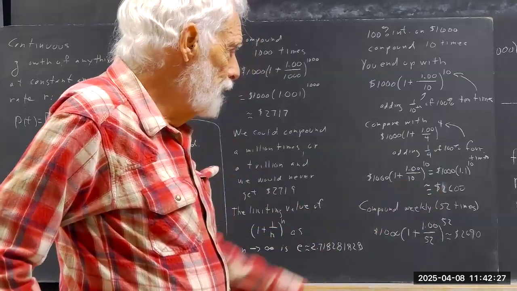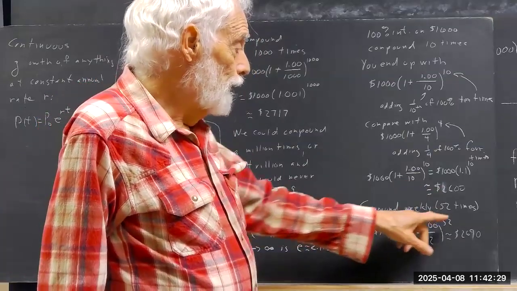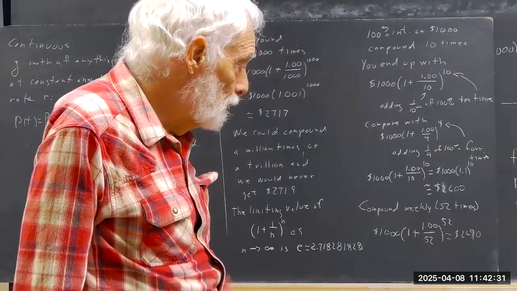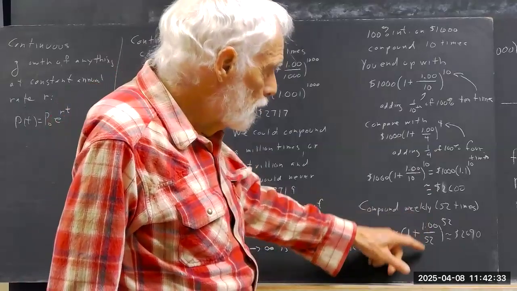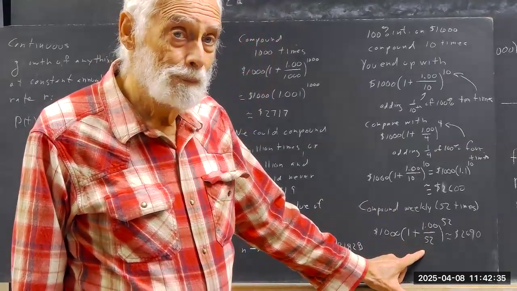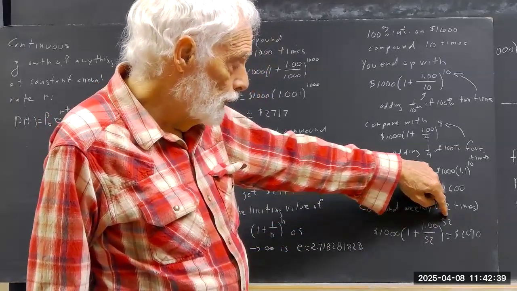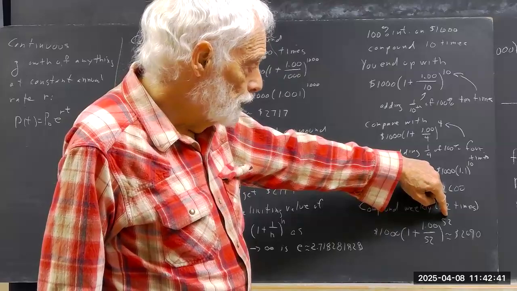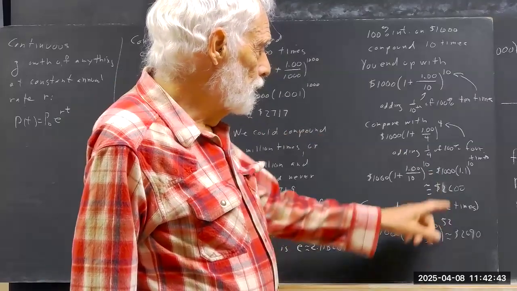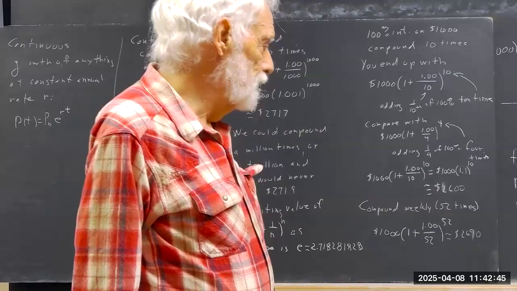So if we compound weekly, that's 52 times. How would we do that? Well, we just divide our 100% by 52 and multiply by this factor 52 times, which is the same as raising it to the 52nd power. And we go from 2,600 to about 2,690.